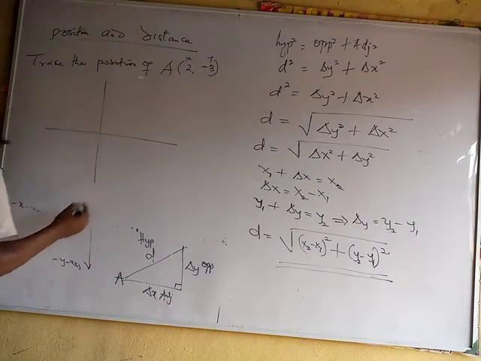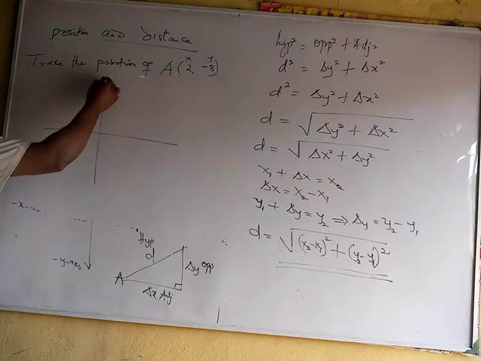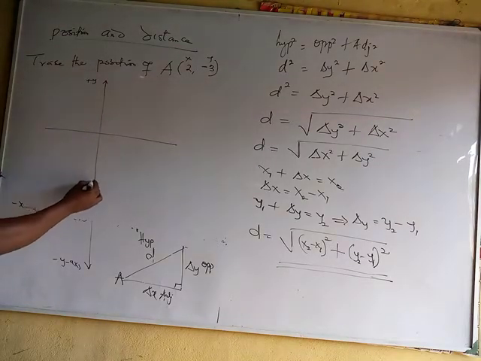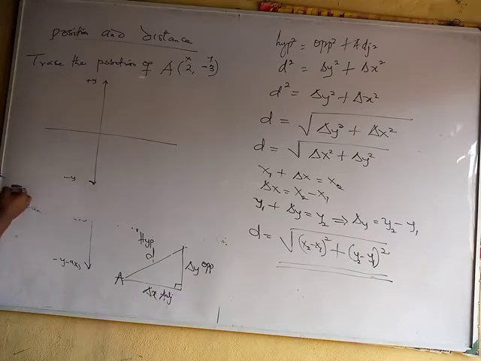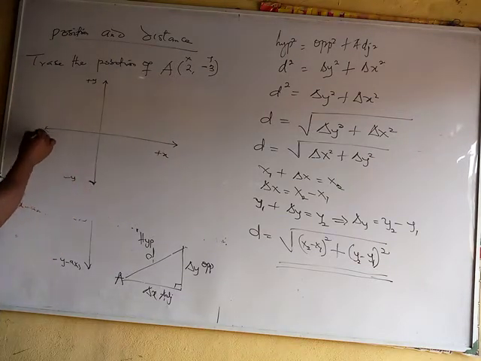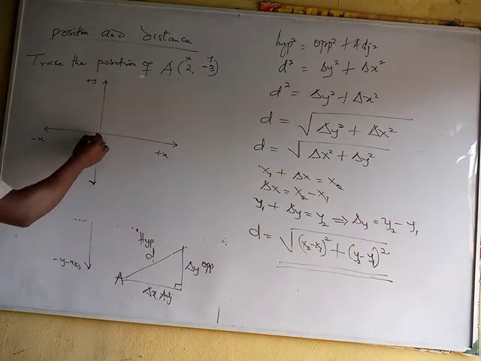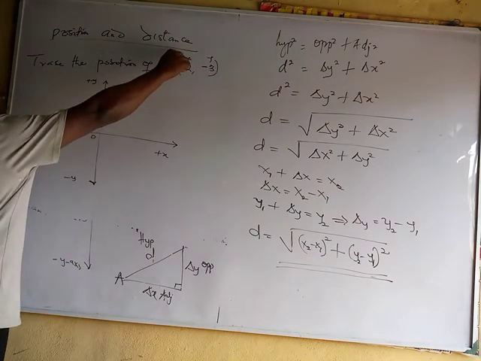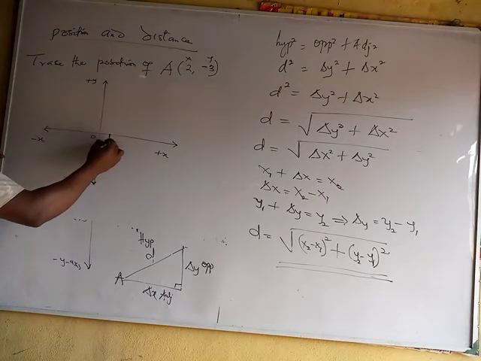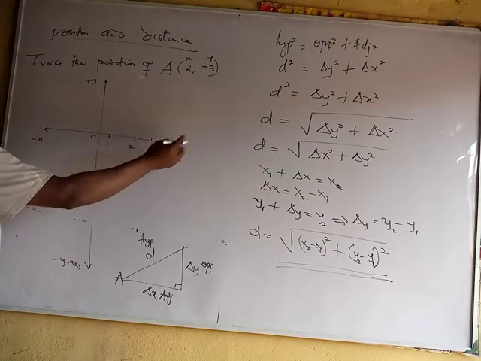In the Cartesian graph, here is the positive Y axis. Here is the negative Y axis. Here is the positive X axis. And here is the negative X axis. This is our origin. So you can see our X is plus 2. So I can say maybe here is 1 and here is 2. We have 3 and so on.